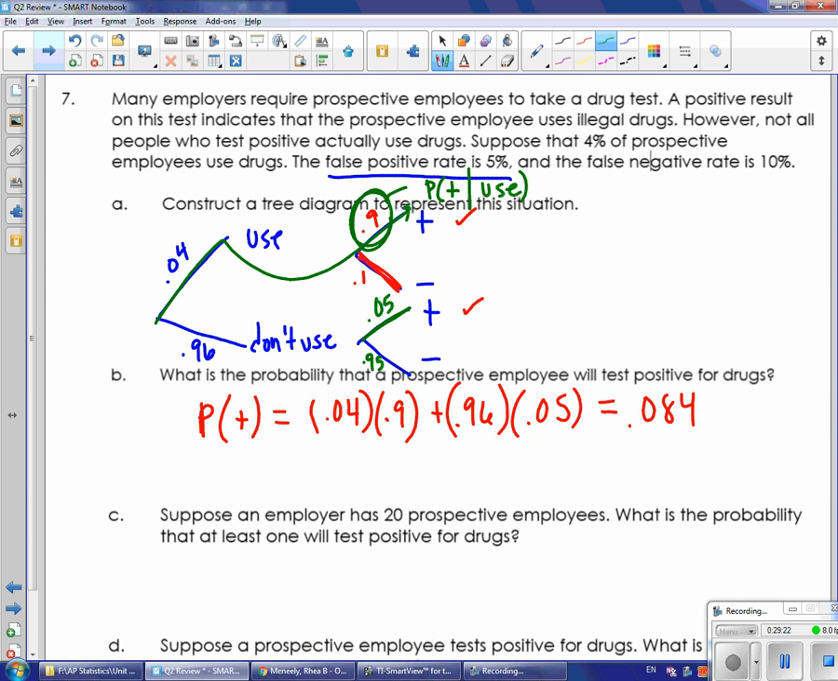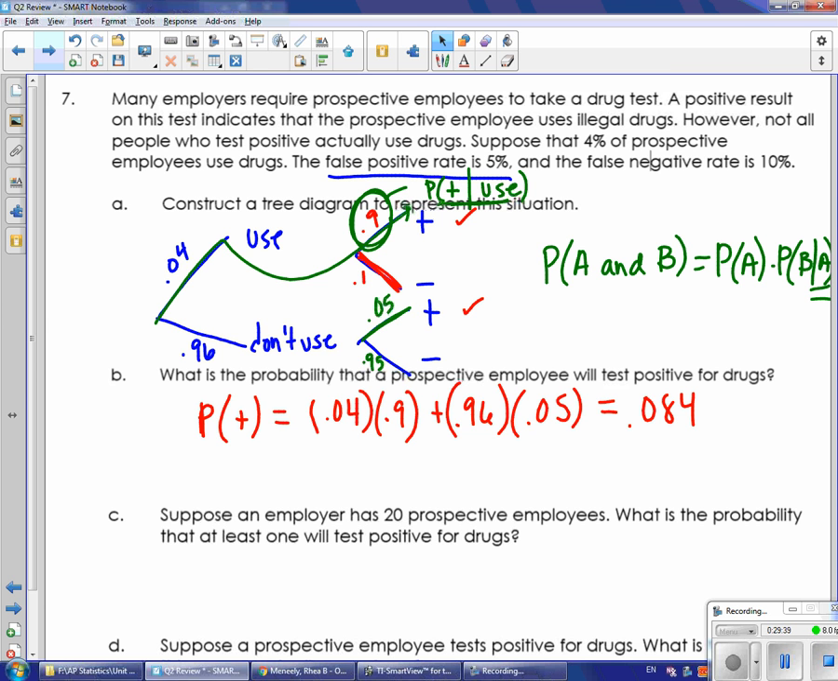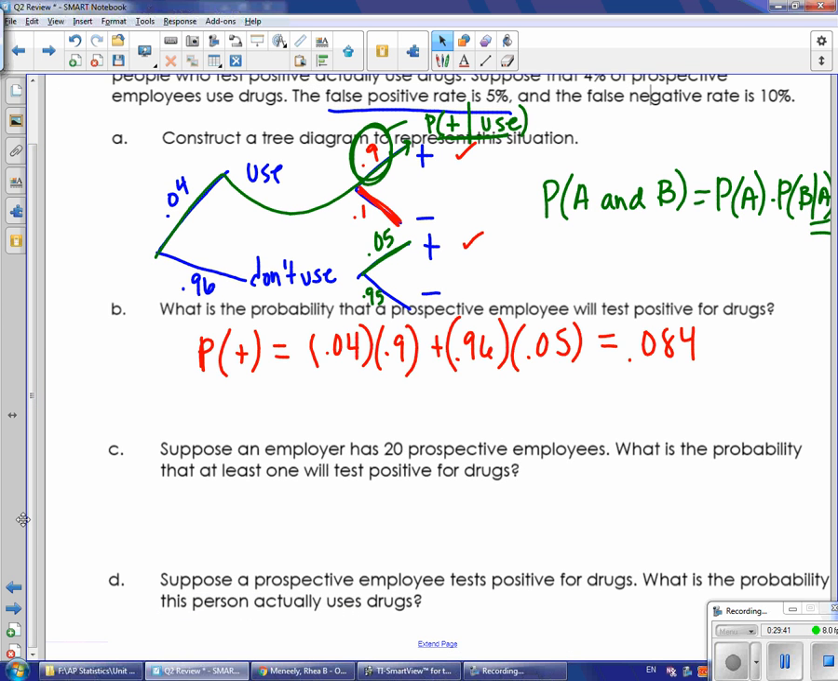In this case, the reason they can multiply is because it follows the formula. So the probability of A and B is equal to the probability of A times the probability of B given A. A lot of people forget that second part and just think that they can always multiply probabilities.